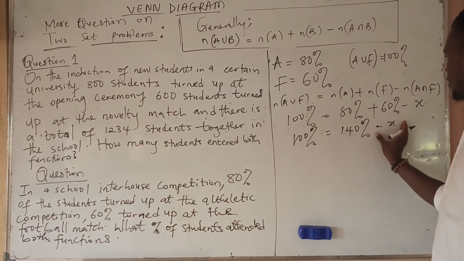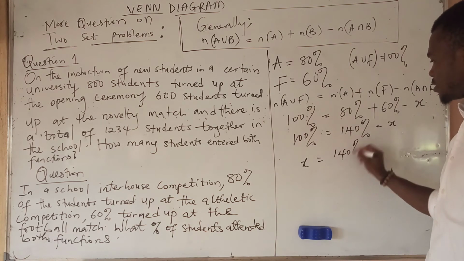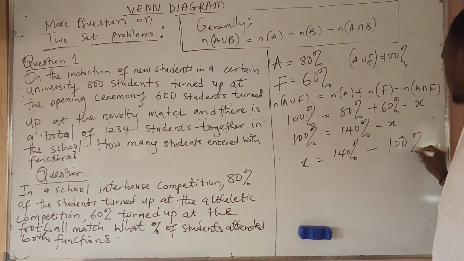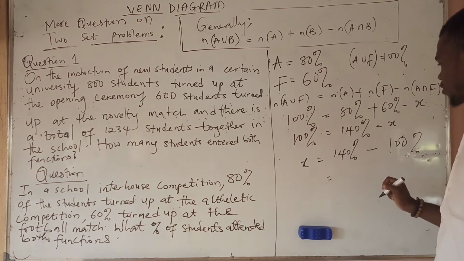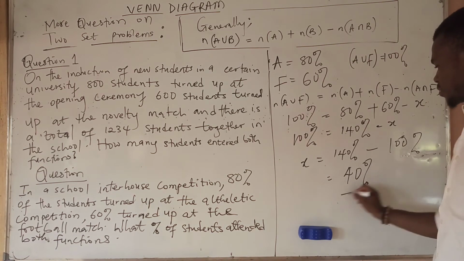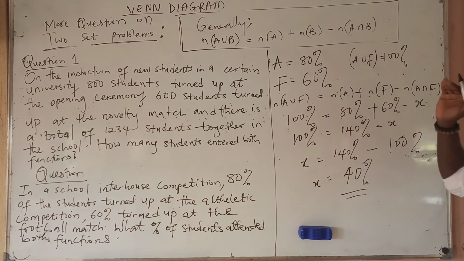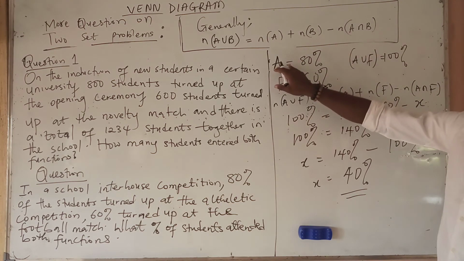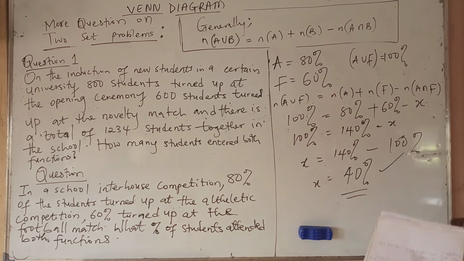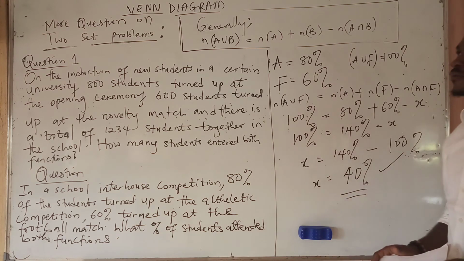Now we are looking for X here, so we move X over to this side. It becomes positive X. We have 140% minus 100%. So 140 minus 100 will give us 40%. So this becomes our X, which is the intersection, that is the people that attended both the athletic competition and the football match, equal to 40%.